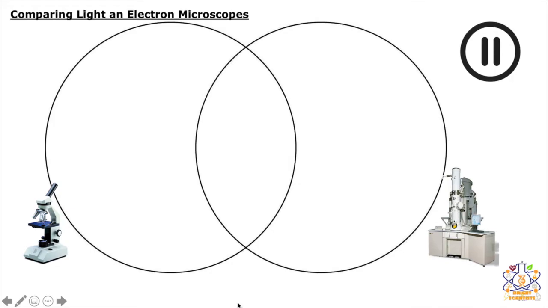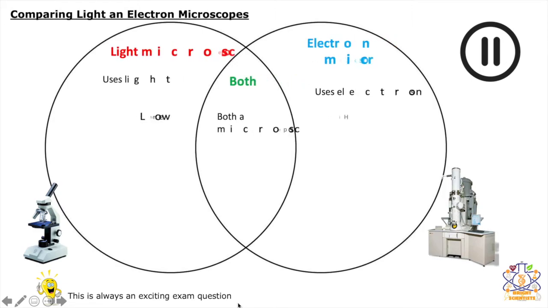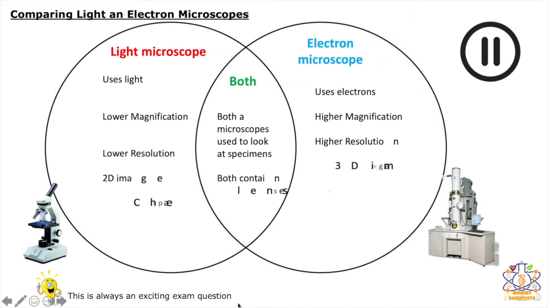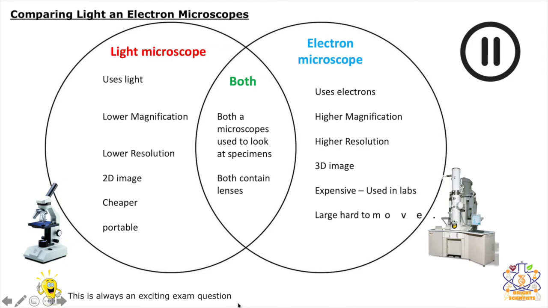Right. You now need to pause the video and think about comparisons between a light and electron microscope. This is always an exciting exam question that always comes up, so make sure you revise this. So, common things that we need to look out for. Light microscopes only use light. They have lower magnification, lower resolution.